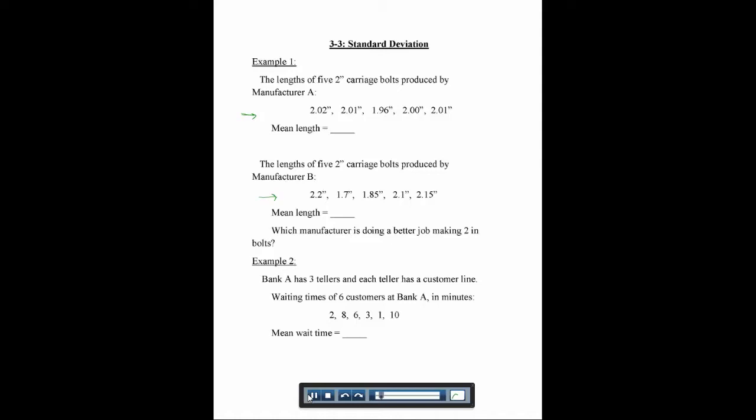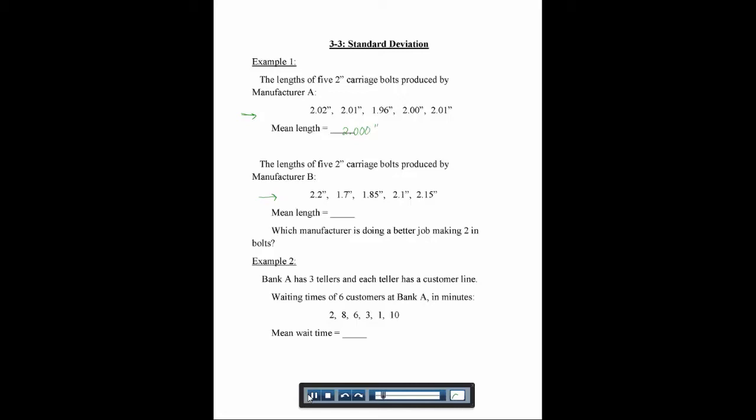So first we want to find the average of each of these. We're trying to decide who's doing a better job. Now, if you add up these 5 values and divide by 5, we'll see that the mean is actually 2 exactly. So, on average, they are hitting their 2-inch mark. Now, since these were given 2 decimal places, our rounding rule says we do 3 decimal places, so 2.000 inches.